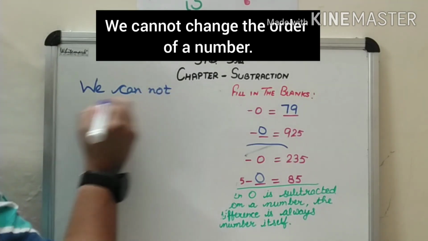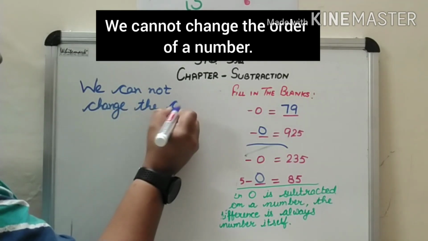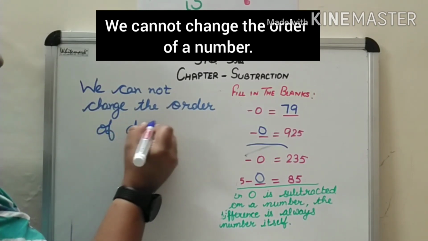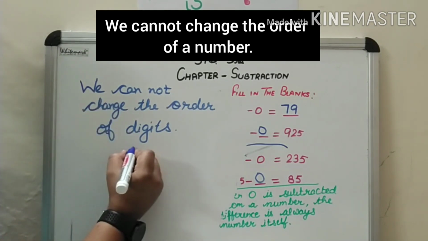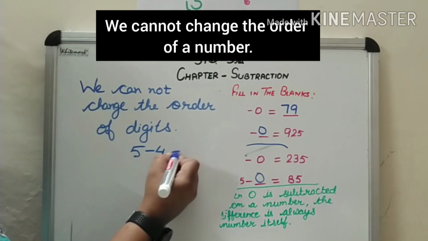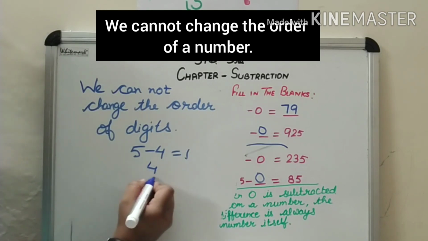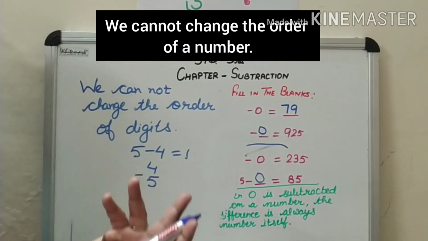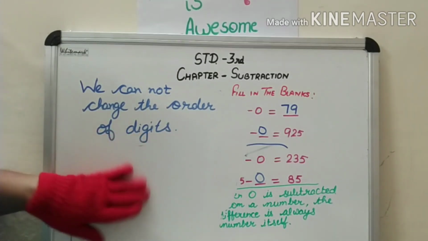Okay, it's very important. Why, children? Look at this. We cannot change the order of digits in subtraction. How? Of course, we have to subtract the smaller number from the bigger. 5 minus 4, then we will get 1. How can we subtract 5 from 4? Can we subtract 4 minus 5? No. For this we have to borrow, but there is no number at the tens place. So this is wrong. Okay, children, this is the one more main thing I wanted to tell you.